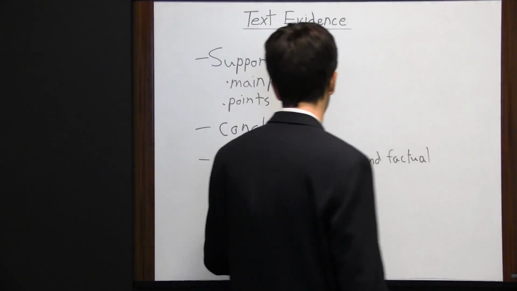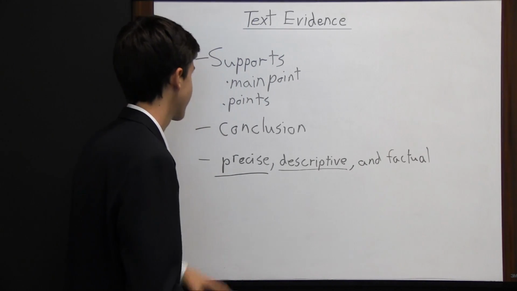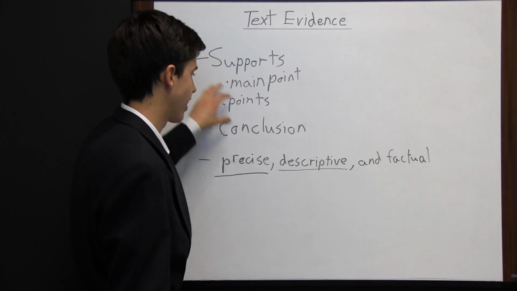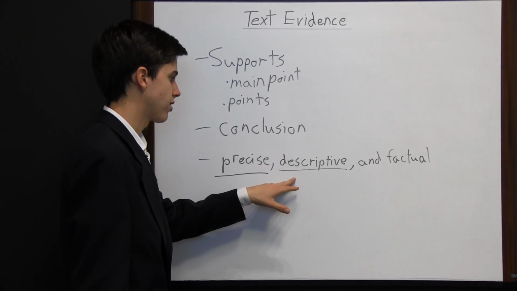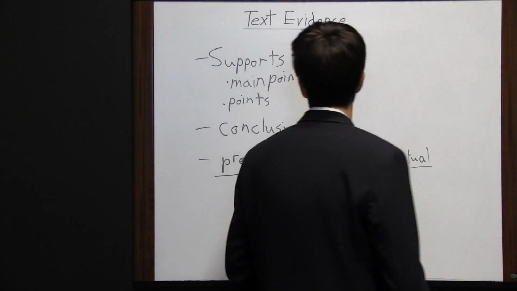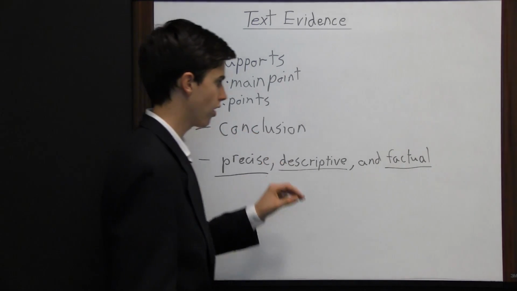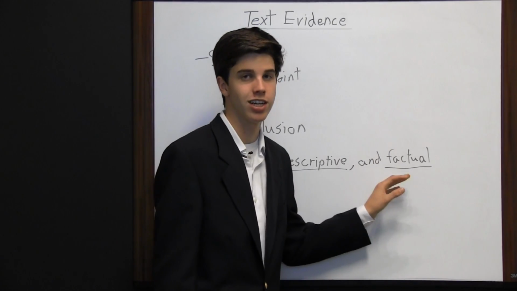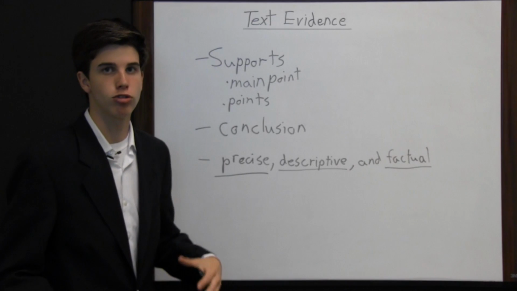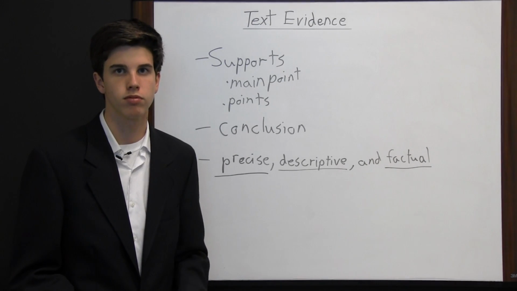It's also important that this text evidence is descriptive, because again, main points and points are vague, so it's important to have something very descriptive. And it's also important that it's factual, because since the text evidence is backing up or supporting the main points and points, it's important that this text evidence is factual, so that it's actually credibly backing up the main points and points throughout the story.